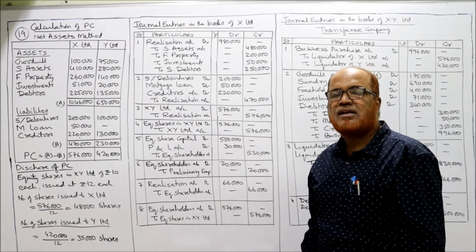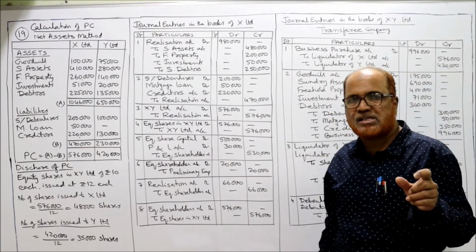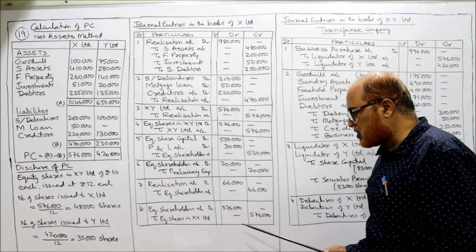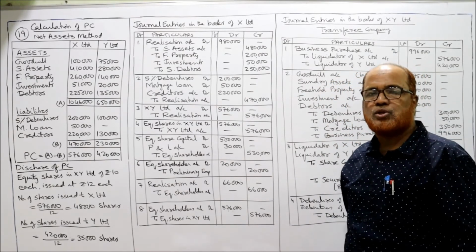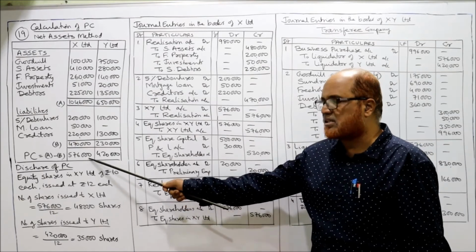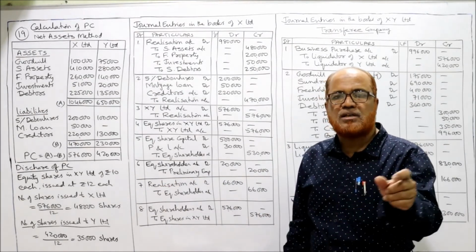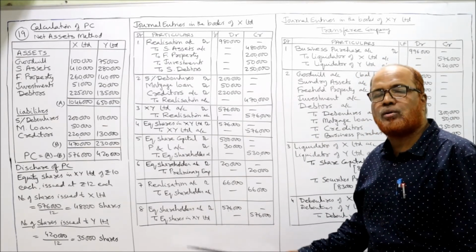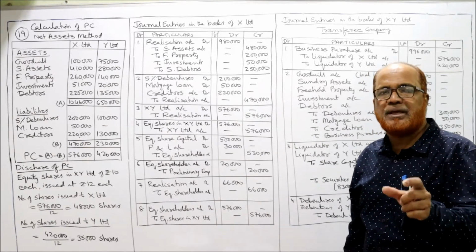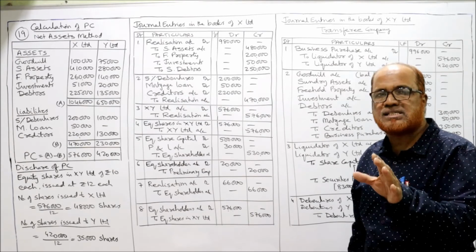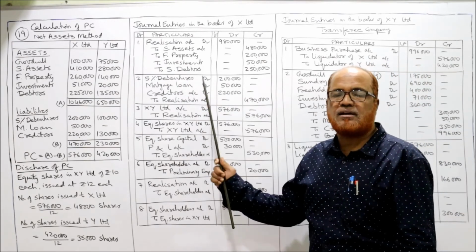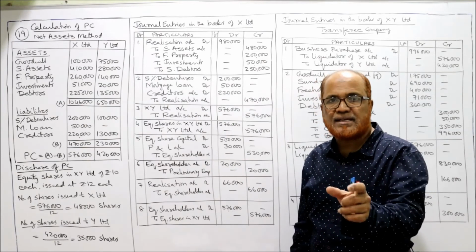Last and final entry, settlement of equity shareholders account. Equity shareholders account debit to equity shares in XY Limited. The PC that came, 5,76,000, these shares we will give entirely to the equity shareholders. Being the account of equity shareholders settled, closed. That's it. These are the journal entries in the books of X Limited.